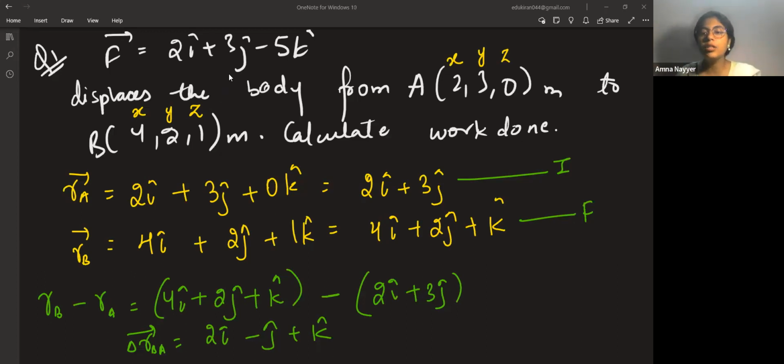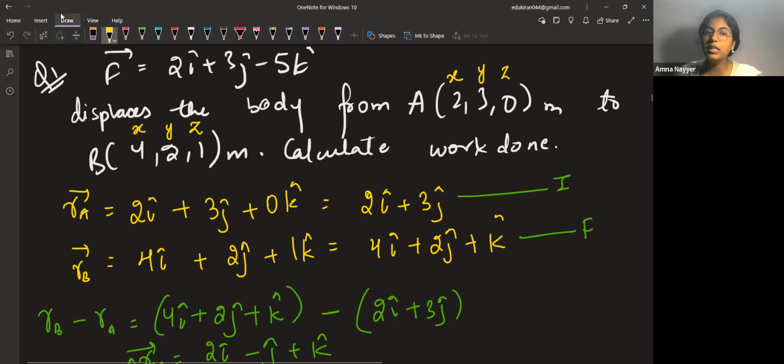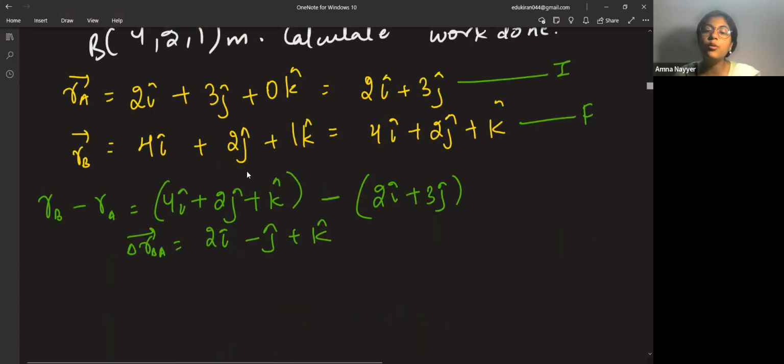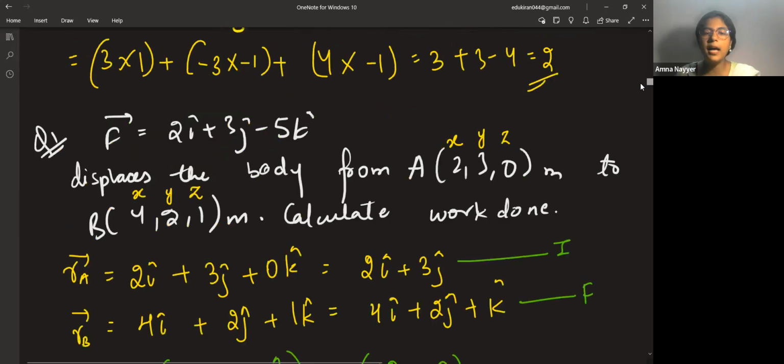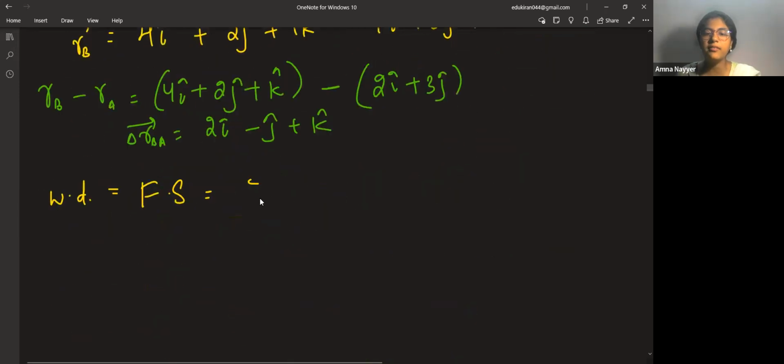Right? Now see, what do we have to find? We have the displacement, we have the force. What is the formula of work done? Work done's formula is force into displacement. You will have work, energy and power. There also you have this. F dot S. What is force? Force is 2i cap plus 3j cap minus 5k cap.